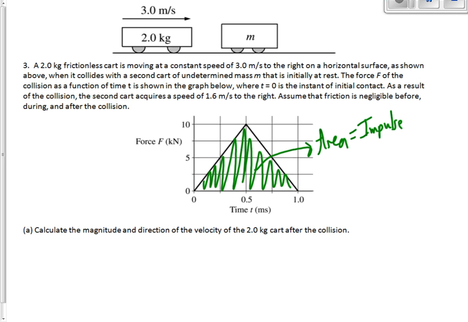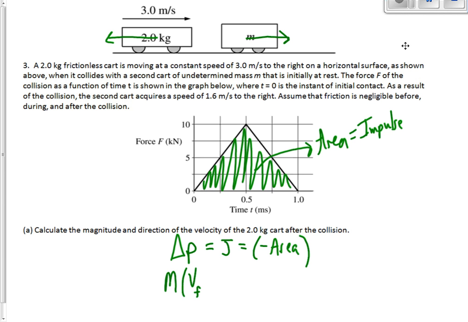So that means on this cart, the impulse is going to be positive, to the right, but the force acting on this cart, which is what we're looking at in part A, would be to the left. So down here, part A, calculate the magnitude and direction of the velocity. First thing we need to understand is that the change in momentum of that cart is going to be equal to the impulse, which we just said is the negative area of that graph. And the change in momentum would be the mass times v final minus the initial.